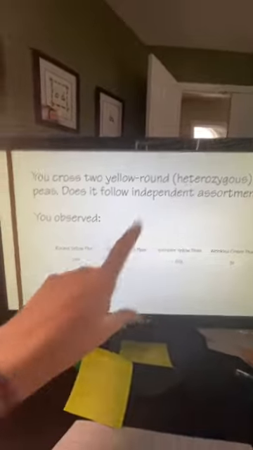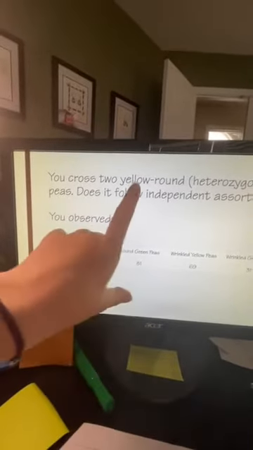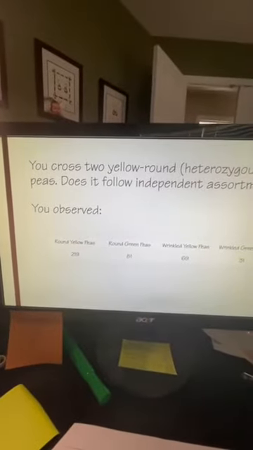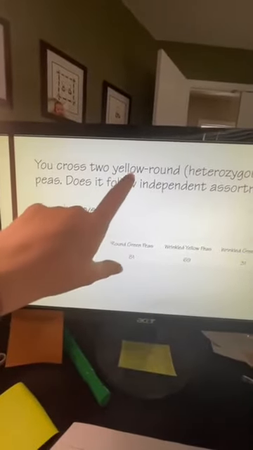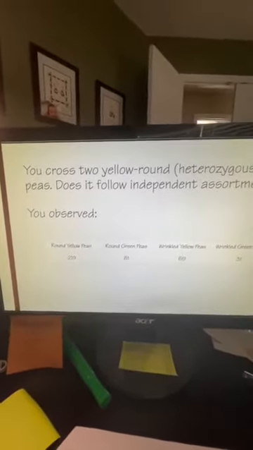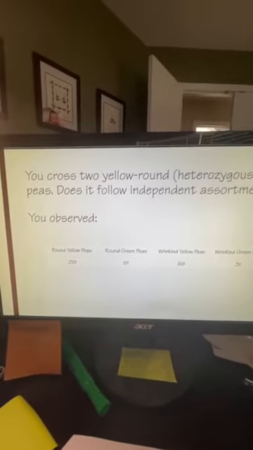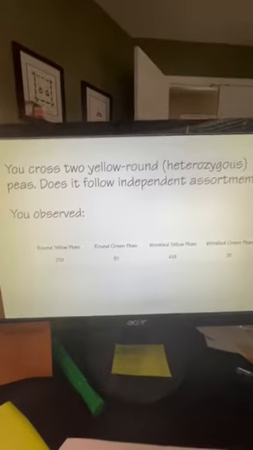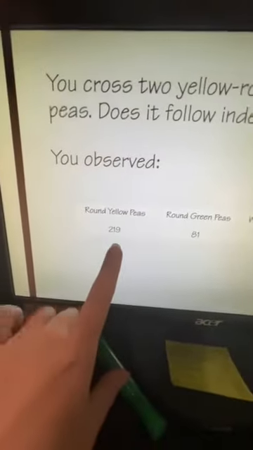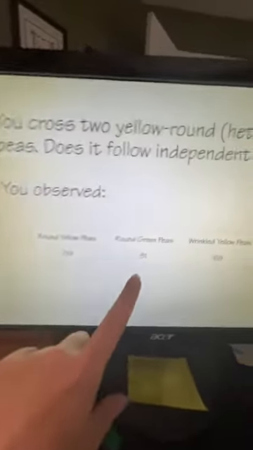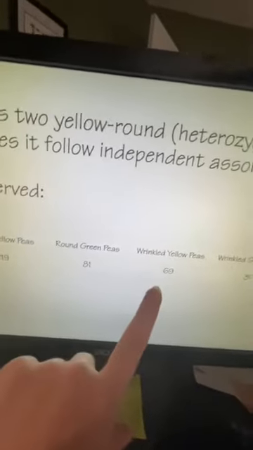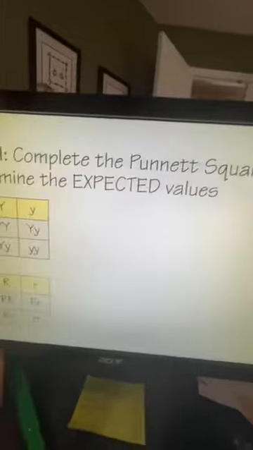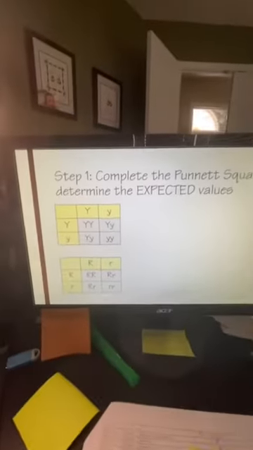What that tells me is that yellow and round are both dominant traits and that they're both heterozygotes. So we're going to be doing a dihybrid cross, or a cross between two heterozygotes for two traits. And we want to know, does this follow independent assortment? Then it tells me how many I have: 219 that are yellow round, 81 that are round green, 69 that are wrinkled yellow, and 31 that are wrinkled green.